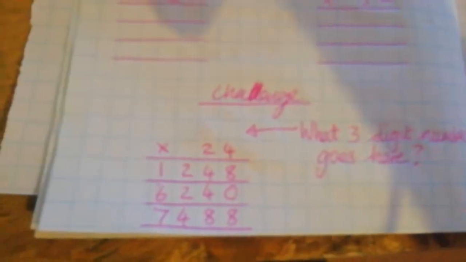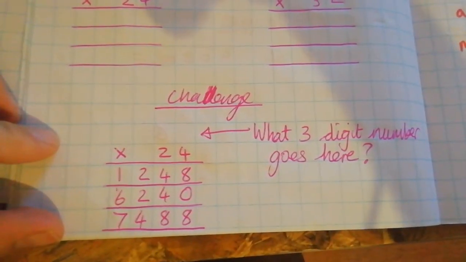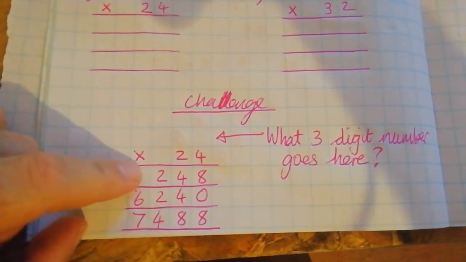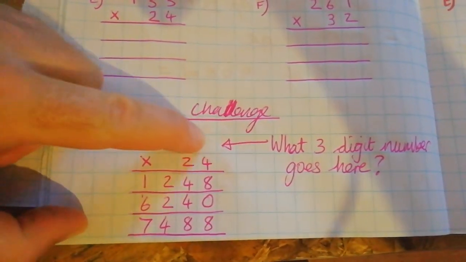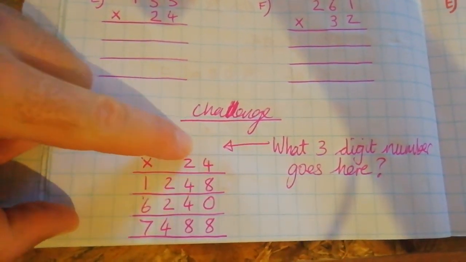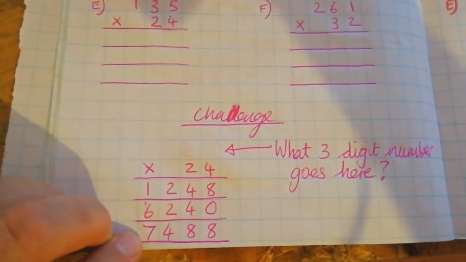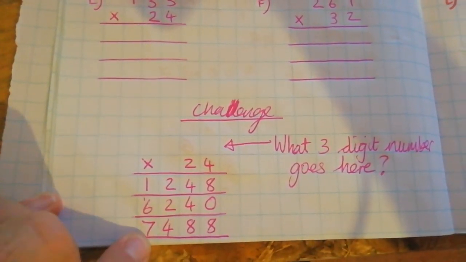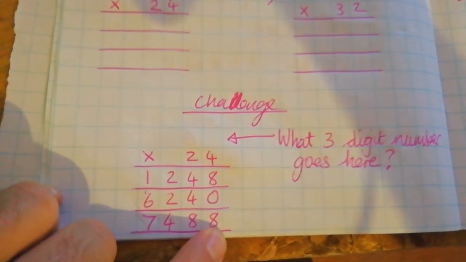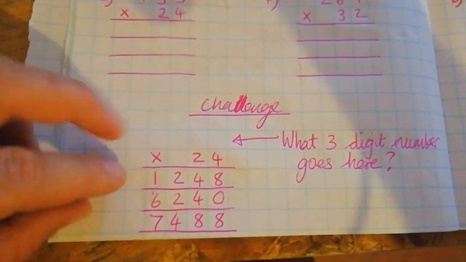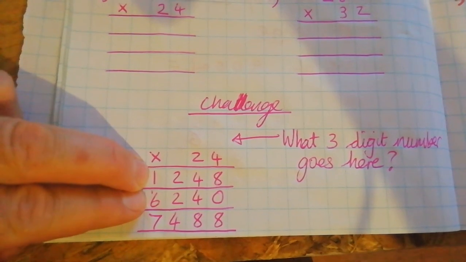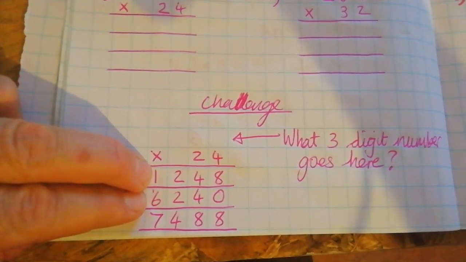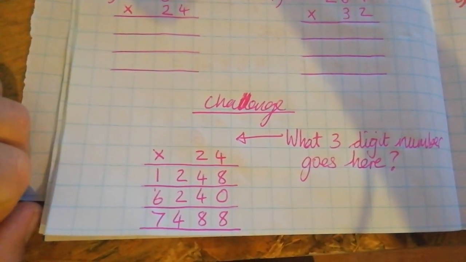And your challenge, oh no, we've multiplied it by a 2-digit number, but there's still a 3-digit number missing from the top. So what 3-digit number would go in here? And ultimately, you multiply it by 24 and you end up with an answer of 7,488. Okay? These first 2 rows in your answer are going to be key to figuring this out. Good luck. See you soon.